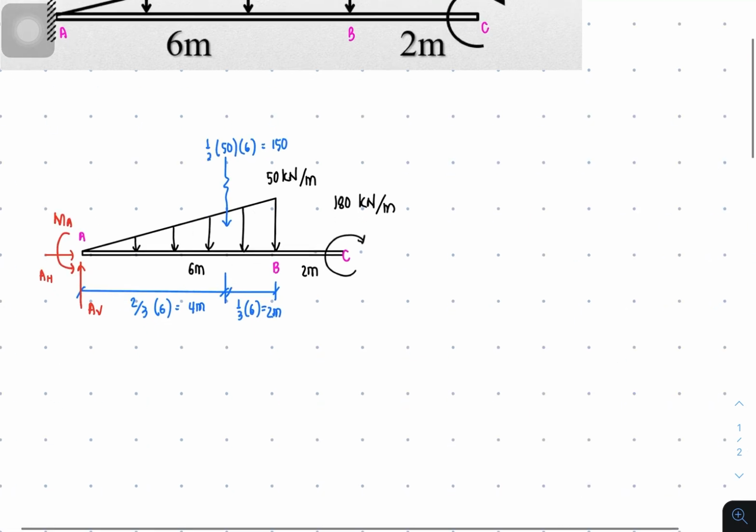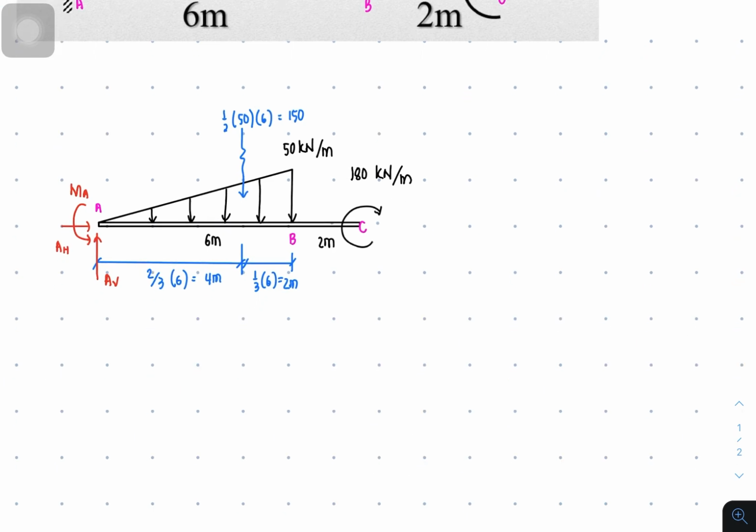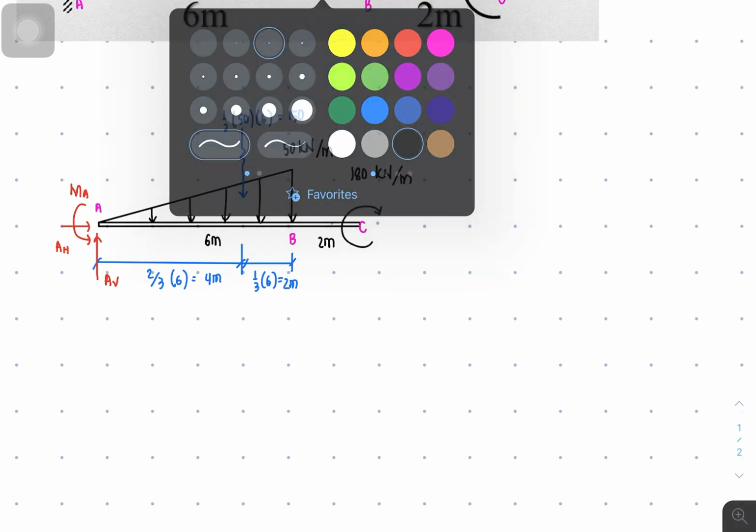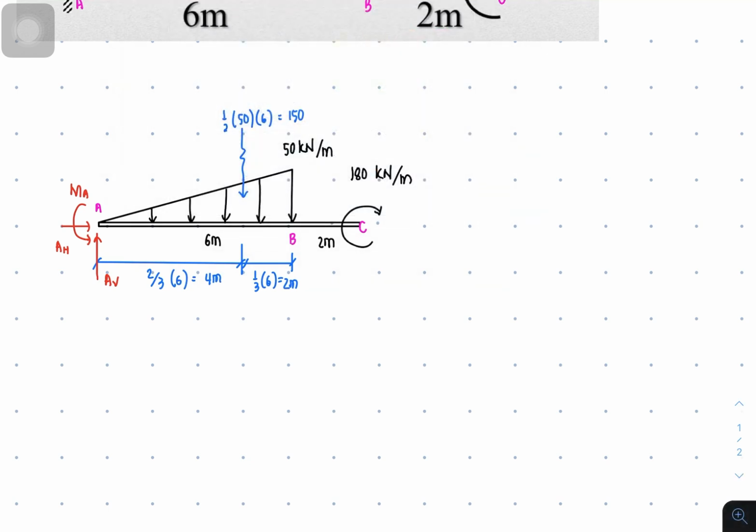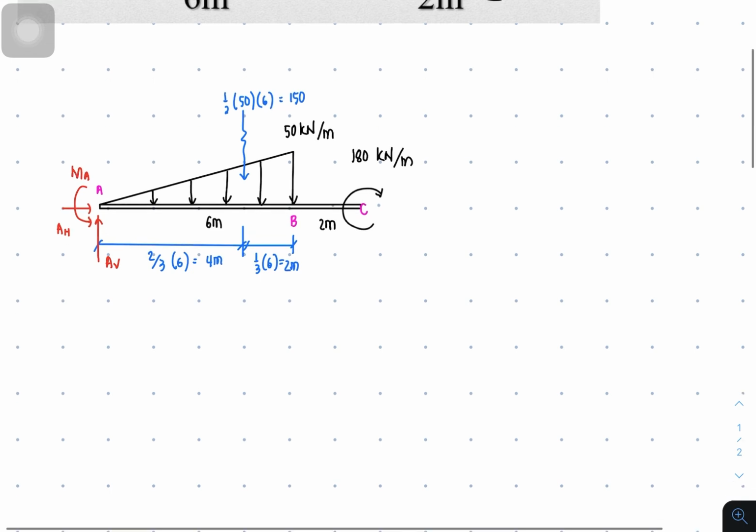So in cases like this of a beam, the first thing that we are going to do is the same as the previous beam, but instead of doing the summation of moment immediately, we're going to have the summation of forces first, the summation of forces vertical, then the summation of forces horizontal. Okay, so let's start.